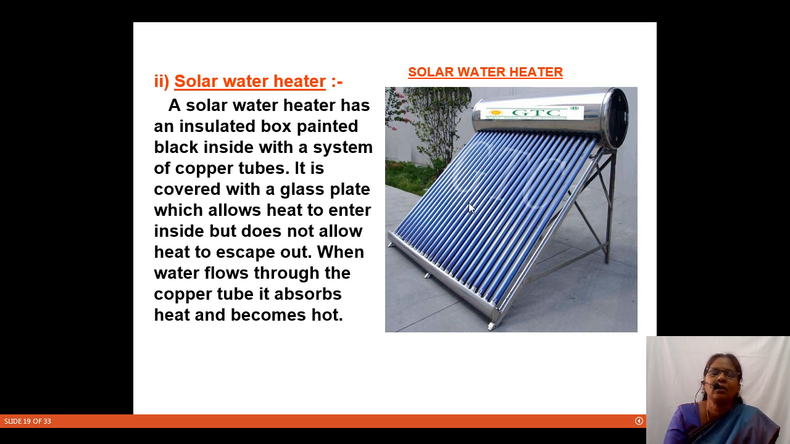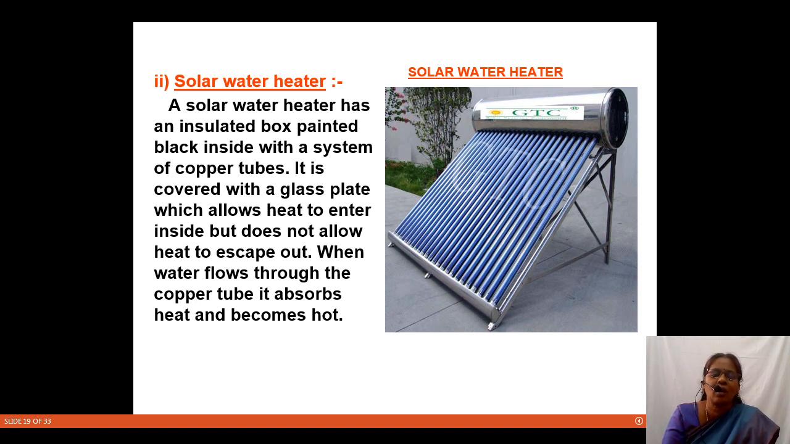Above all the copper pipes, we cover with one glass plate which allows the sun's heat radiation to enter inside. The heat energy is allowed to pass inside the glass sheet, but it does not allow heat to escape out. Whatever heat energy is produced inside will not come out. The glass sheet does this work, the same property as the glass sheet covering the box type solar cooker. The same purpose is used here also.